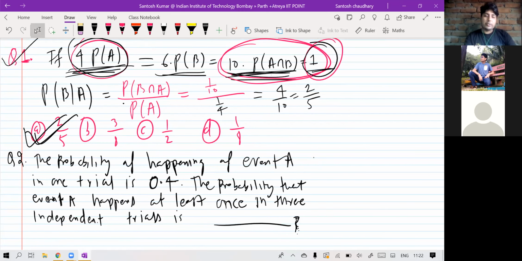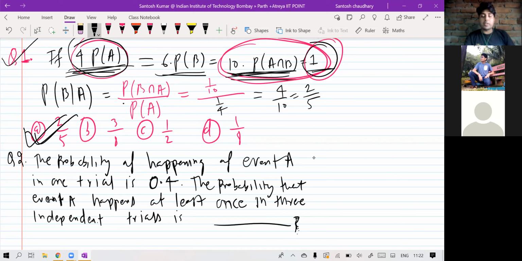Okay, let's come to the second one. The probability of happening of event A in one trial. One trial means you are doing the experiment one time, like tossing a coin once. So in one trial, the occurrence of A is 0.4. So the probability that event A happens at least once in three independent trials.